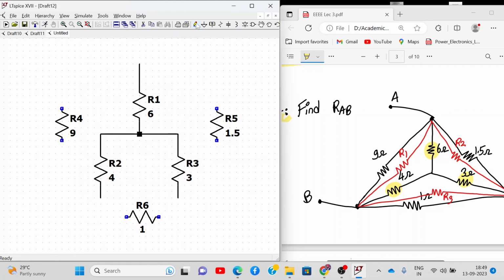Okay. Now I'll make the connection. So 9 ohm and 6 ohm are connected, so I'll connect it like this. I cannot bend, I can only have a right angle line over here. That's why I'm connecting it like this.